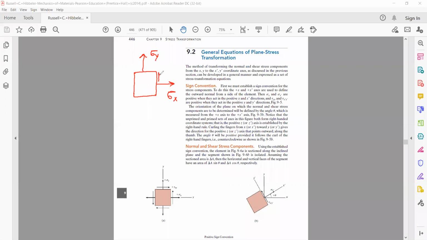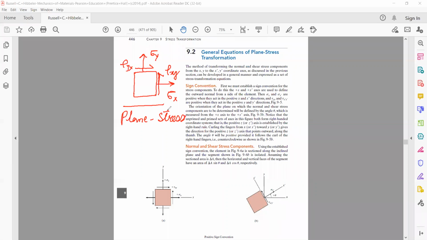We also represent the shear stress on this face as tau xy and the shear stress on this face as tau yx. This is tau yx. Now, this condition of stress is also known as the plane stress condition. This is something important which I had to share with you today.